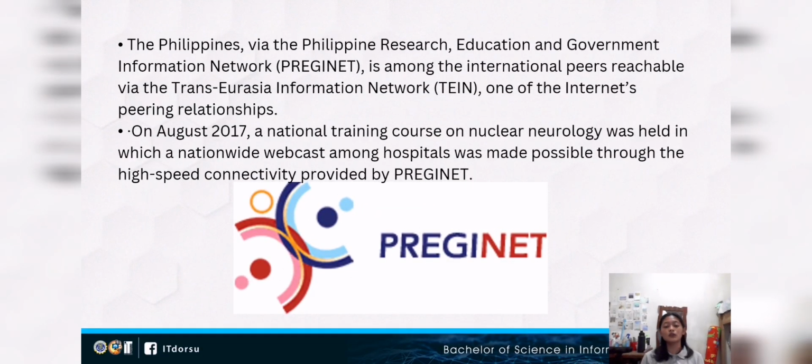So let's proceed to the PREGINET. The Philippines Research Education Government Information Network, or what we call PREGINET, is among the international peers reachable via the Trans-Eurasia Information Network or the TEIN, one of the internet's peering relationships.